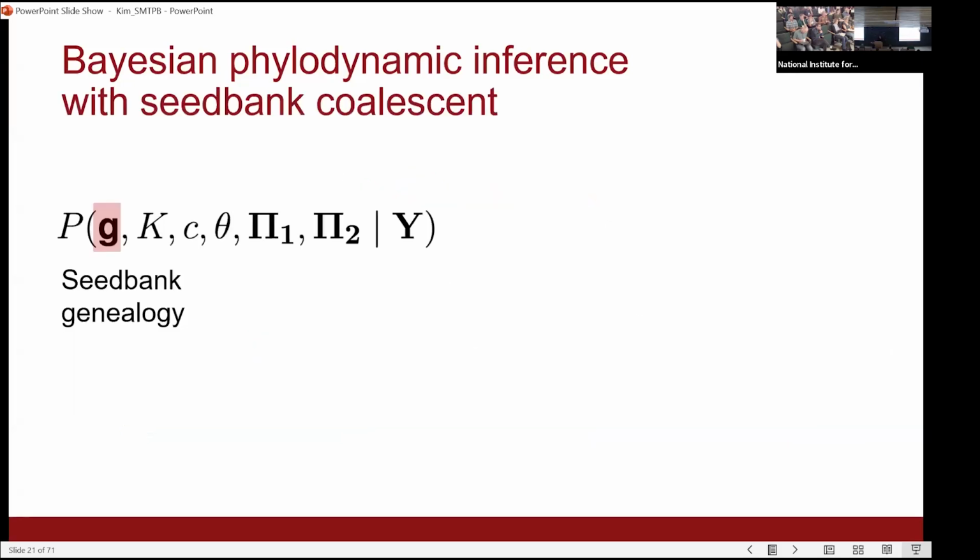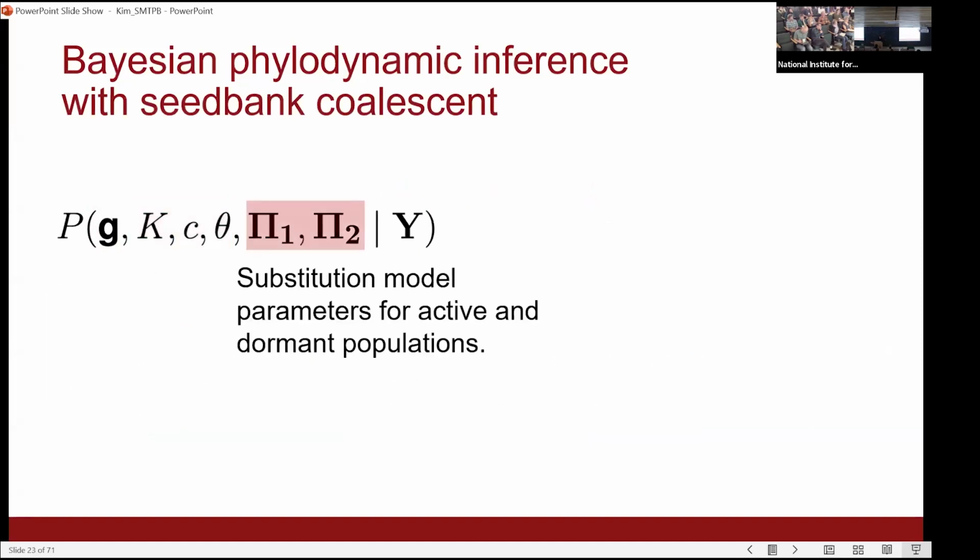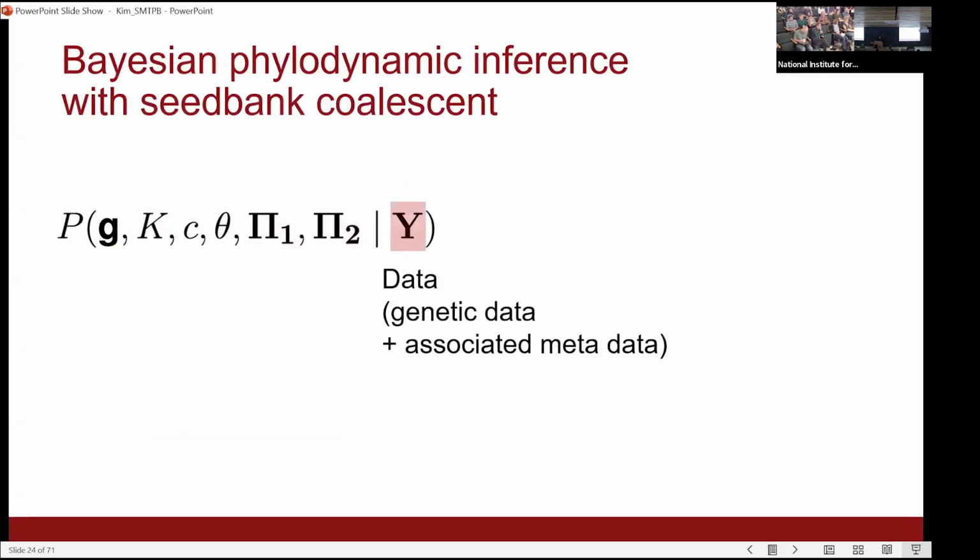So for the following inference with the seed bank coalescent, our target posterior is that we want to infer jointly our seed bank genealogy and our seed bank model parameters: K, the relative population size of active to dormant; C, the transition rate from active to dormant; and the scaled effective population size of the active population. And then we have substitution model parameters. We have two substitution model parameters, which I will explain later why: one for the active population and one for the dormant population. And this is our data. And then usually you can incorporate other metadata associated with your genetic data as well.